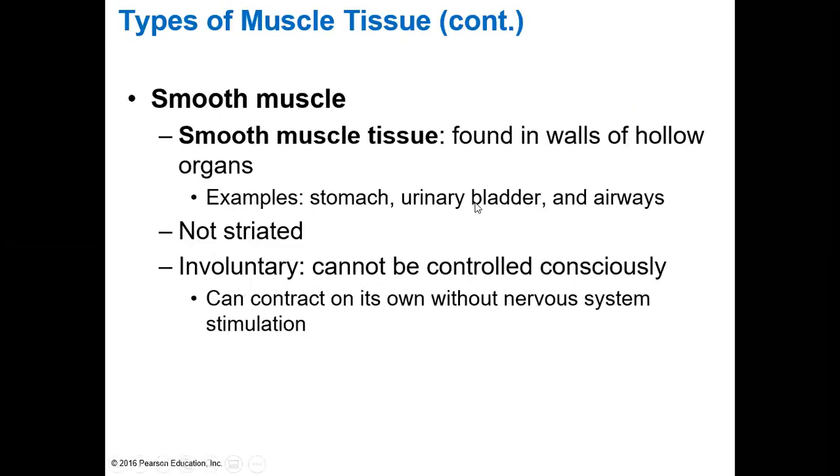And then you have smooth muscle. It's found in all your hollow organs, so your bladder, your stomach, your airways. Not striated, which is why we call it smooth, and it cannot be controlled either. It's all involuntary. It's controlled with a separate nervous system that you have no control over.